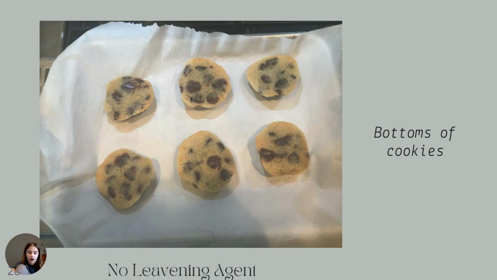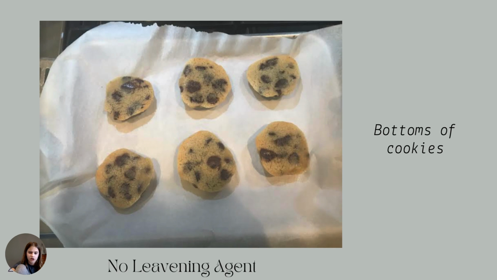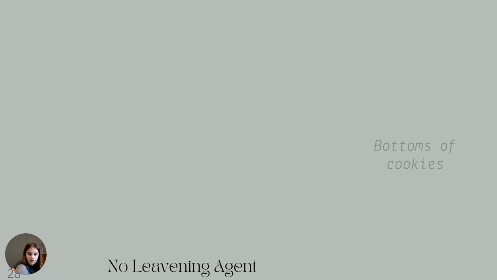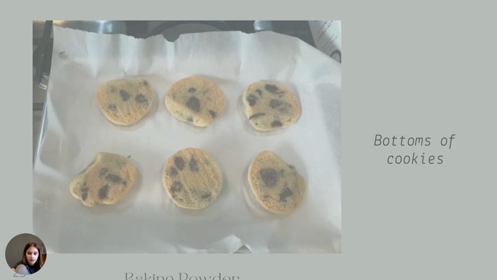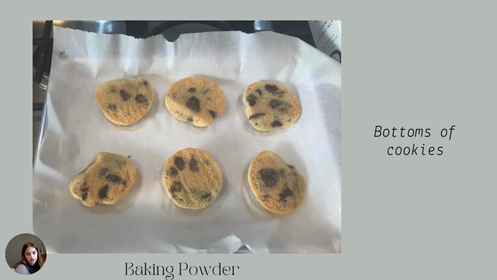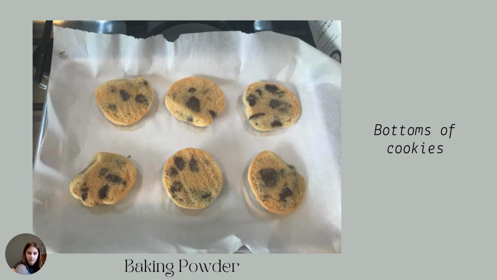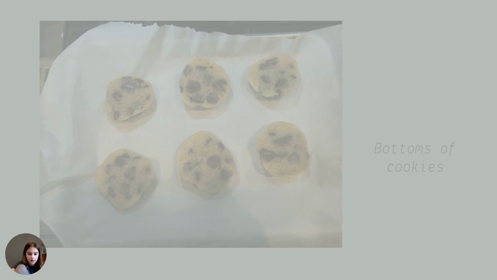And then these are the bottoms of the cookies with no leavening agent. So you can see they're pretty light. They're not nearly as brown as the baking soda ones. And let's see if I can pull up the baking powder ones. So yeah, they are darker. They look about the same as the bottoms of the baking powder. I don't know, I can't really totally tell there.